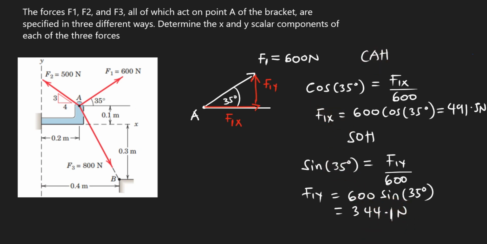So this will be the x scalar component of F1, and this will be the y scalar component of F1. So you can write this down. We are going to do the same for F2 and F3. So I will go ahead and free up some space so that we can do that.